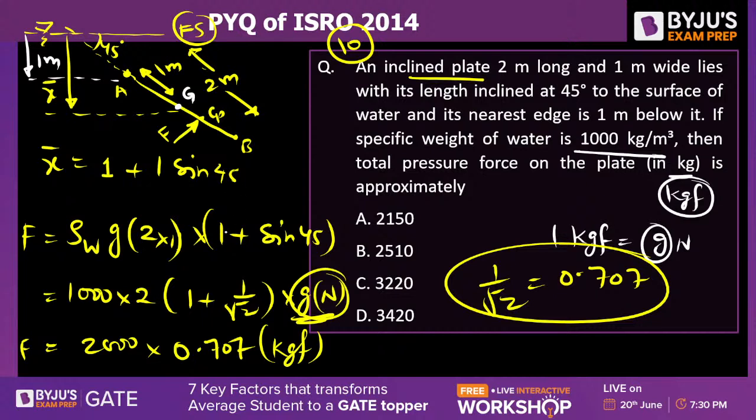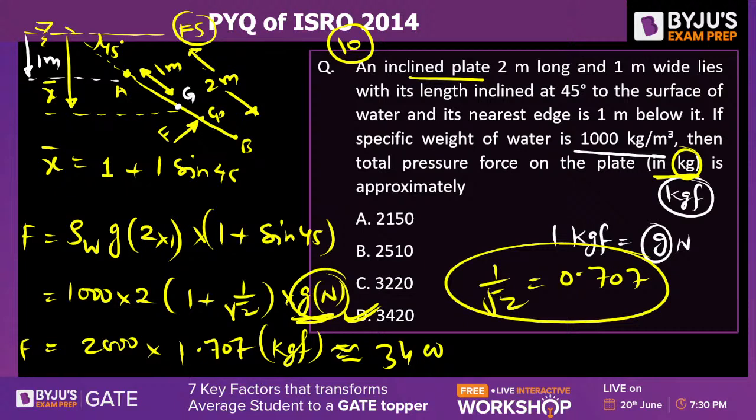Sorry, it will be 1.707, isn't it? It will be 1.707. So 17 into 2 is around 3400, isn't it? So 3420 will be the right answer. The only catch here is you need to find your answer in kilogram force.